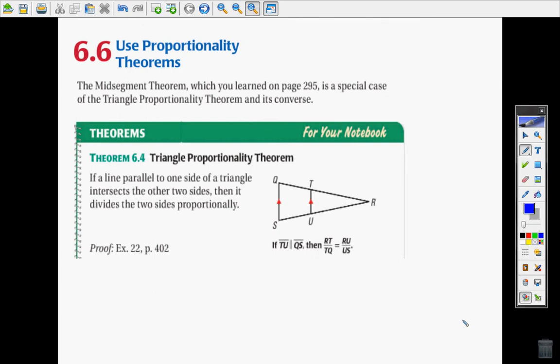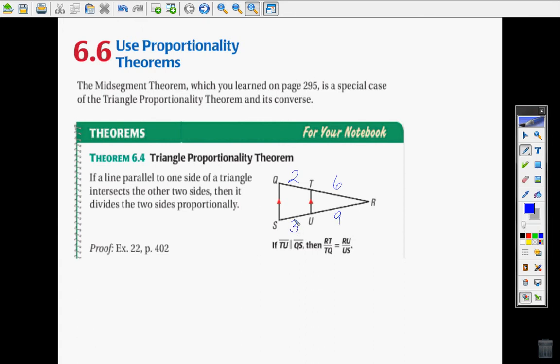Section 6.6, using proportionality theorems. Theorem 6.4 says if a line is parallel to one side of a triangle and intersects the other two sides, then it divides the two sides proportionally. So in other words, if TU is parallel to QS, then RT over QT is equal to RU over US.